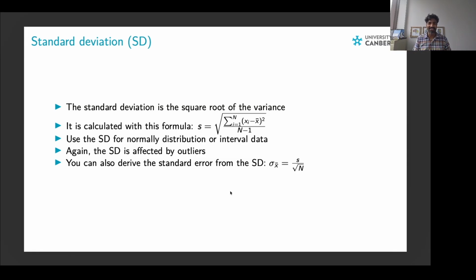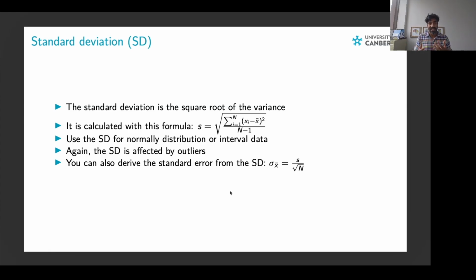The standard deviation is the square root of the variance, and I'm not expecting that to land for you right now, like, okay, now I get standard deviation. I'll explain that in a lot more detail in future lectures. But what I do want you to grasp at this stage is that there's a relationship where standard deviation is the square root of the variance. It's calculated with this formula, which we'll go into in detail when we talk about variance. And we use the standard deviation for normally distributed data or interval data.